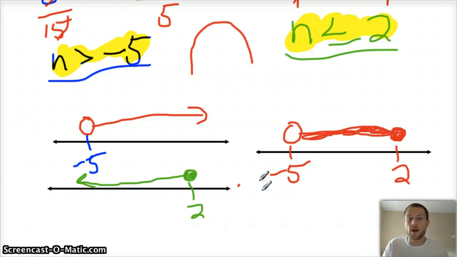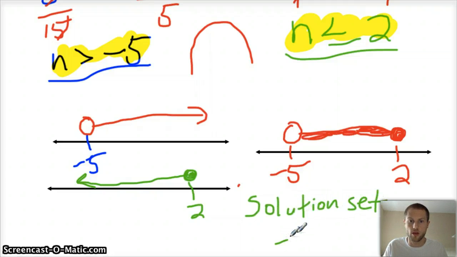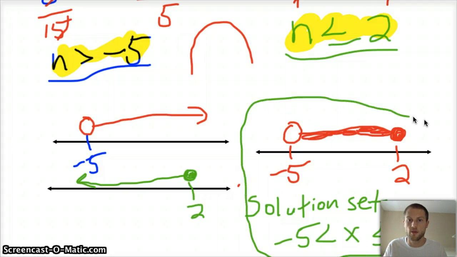To write out my solution set, you can write it as -5 is less than x, which is less than or equal to 2. And there you have it. That is number 9. Hopefully that helps.